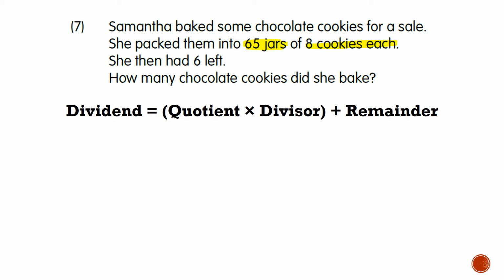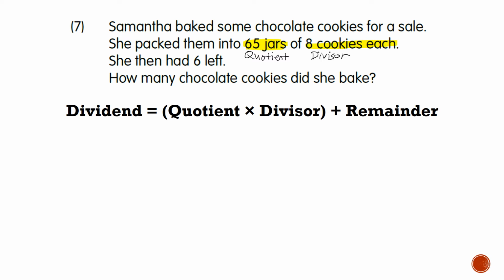Okay, so I'm just going to make 65 as the quotient and 8 as the divisor. Okay, 65 is the quotient and 8 is the divisor. And when you write this out, the question becomes much easier to do.